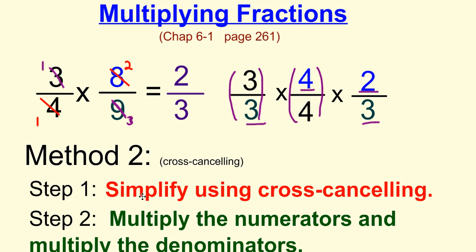Basically, our steps just switched places. We're simplifying first. Why is this process so much better? Because when you simplify first, you are using much smaller numbers, and it's easier to simplify rather than trying to simplify 24/36.